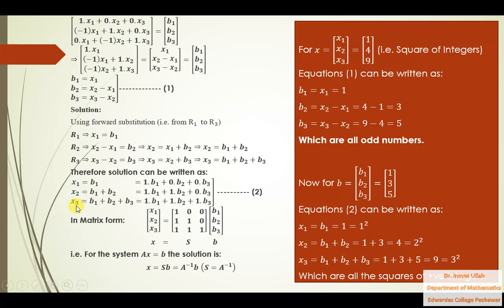Similarly, from the last equation, x3 is b1 plus b2 plus b3. So b1 plus b2 plus b3 is 9, and 9 is 3 squared. So whenever we replace this vector and the components of this vector are odd numbers, the solution is the square of positive integers.